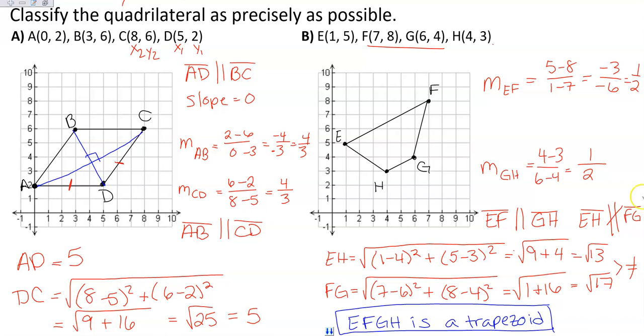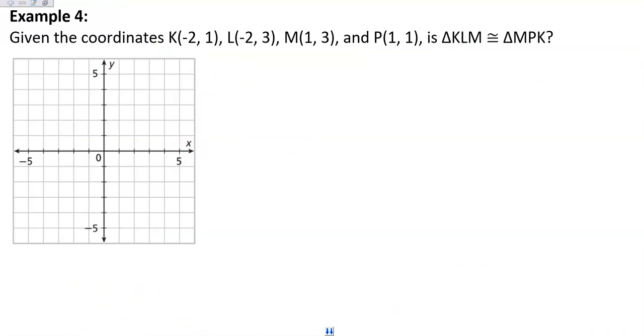All right, and we're going to look at one more example here. I'm given 4 coordinates, and I want to look at whether or not 2 triangles in there are congruent. So let's take a look. Start again, as usual, by graphing. K is at -2, 1. L is at -2, 3. M is at 1, 3. And P is at 1, 1. So then again, we're going to go ahead and connect these.